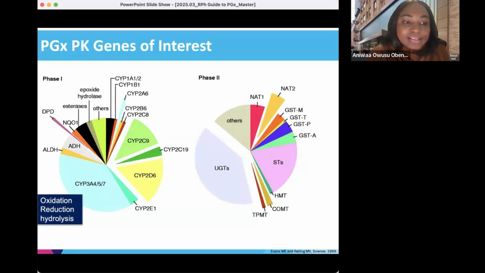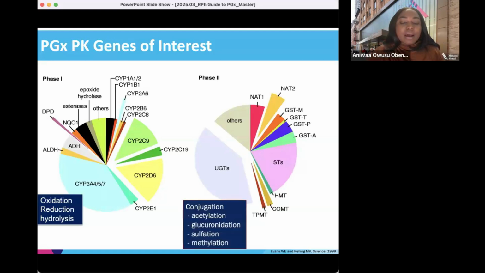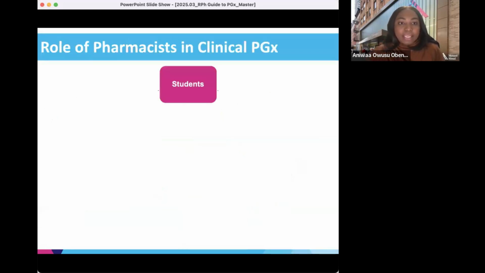So the phase one enzymes are involved in the oxidation, reduction, and hydrolysis reactions of medications, whereas these phase two enzymes like the UGTs, the NATs, acylations, those are involved in conjugation reactions, right? So sulfation, methylation, and so forth of the medications.